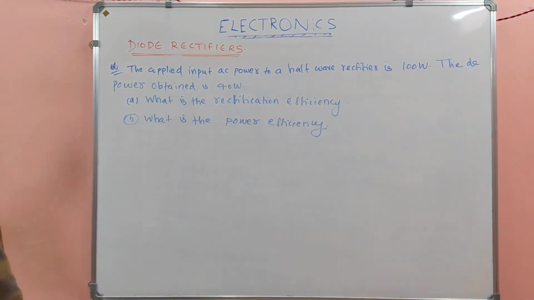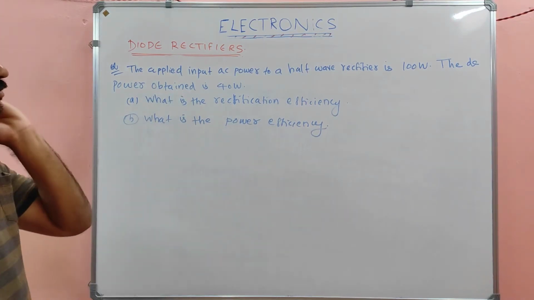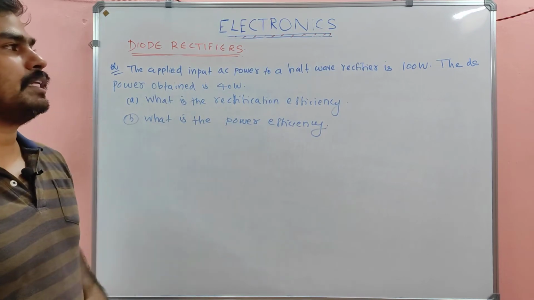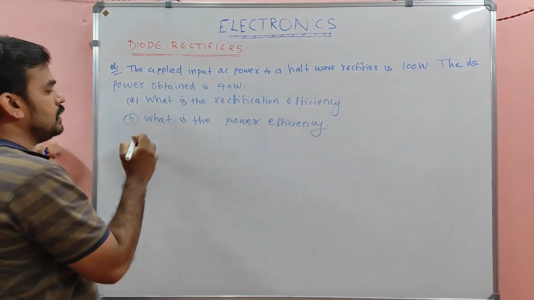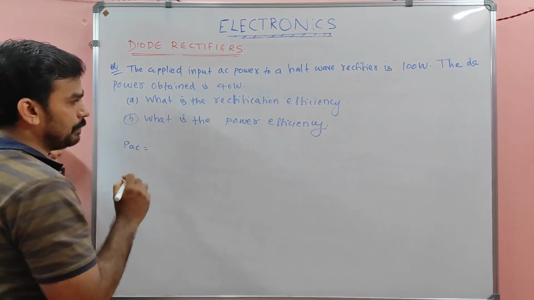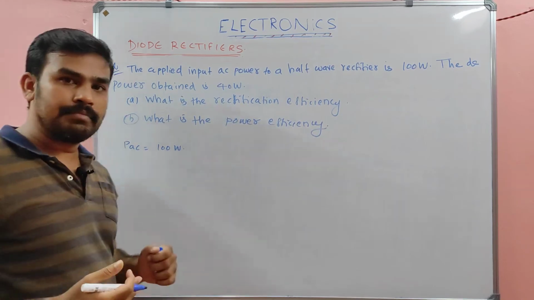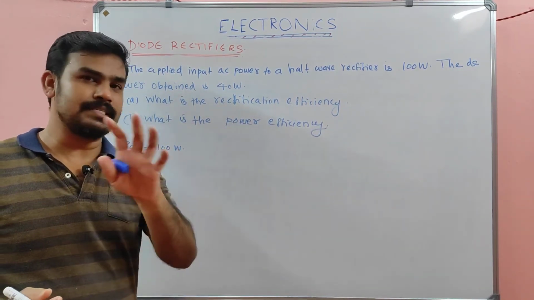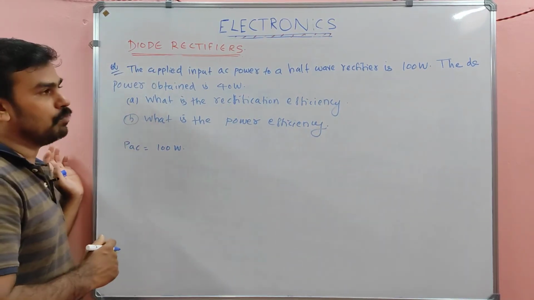Very important concept you are going to learn, my dear. See, the applied input AC power to a half wave rectifier is 100 volt. That means the applied AC input is nothing but, my dear, PAC. So PAC is nothing but 100 volt. PAC is nothing but IRMS squared into (RF plus RL). Am I right? That is nothing but, my dear, 100 watt.